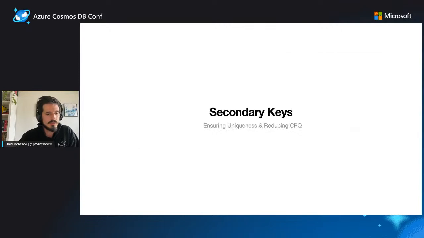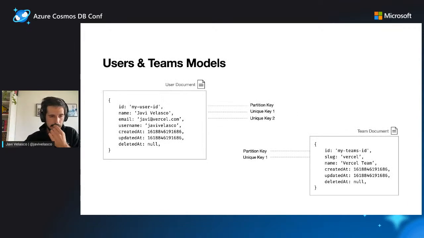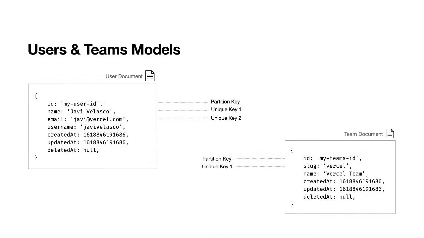So the next important feature that I want to talk about is what we call secondary keys, and this is one of the most important that we have faced in our journey with Cosmos. This was crucial for us to minimize the amount of cross-partition queries and to ensure unique values across different collections and partitions. Say that you have a model like this with users and teams.